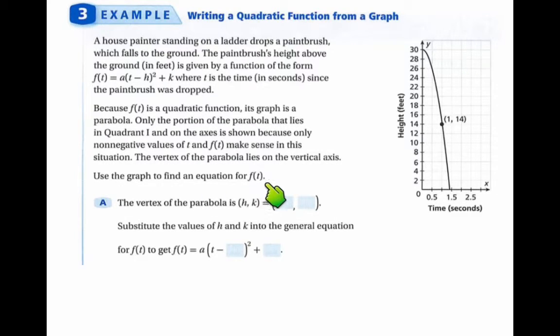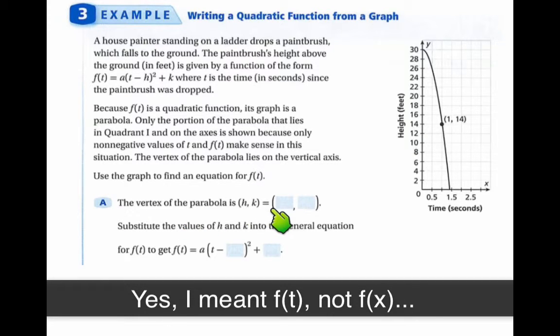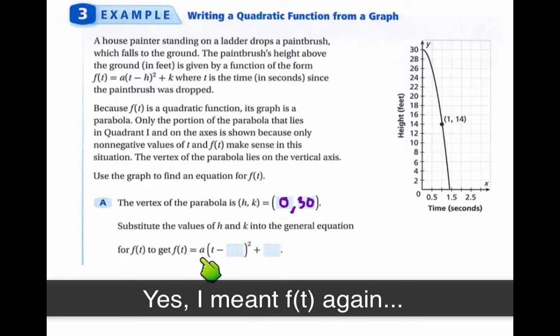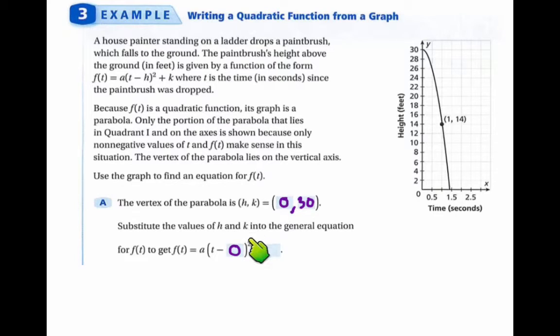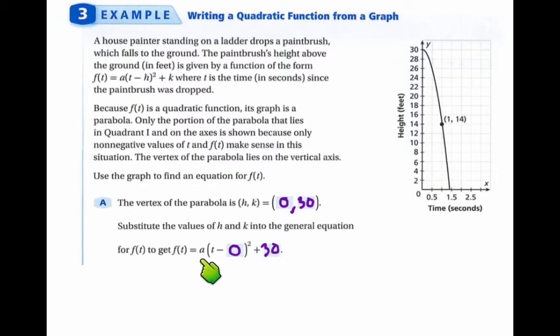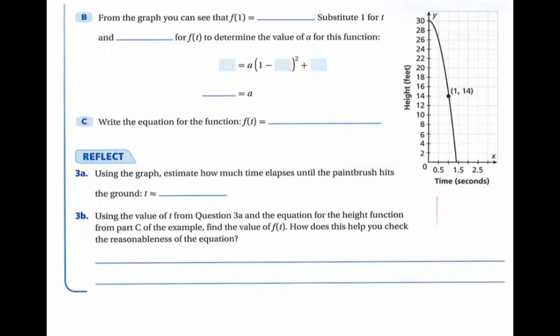Okay, so to find an equation for f of x, we're going to start with the vertex of the parabola. So that's our 0, 30. And if we substitute the values of h and k in, we can get a general equation. So f of t equals a times t minus 0 squared plus our y of 30. Good. So that's our basic function so far. But what do we still need? We still need a. So we'll solve for that.